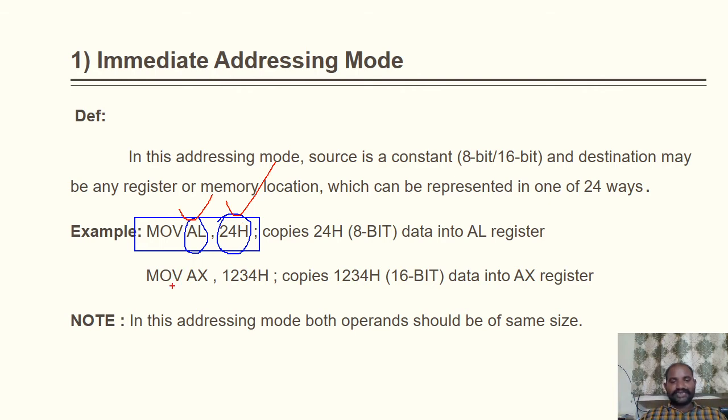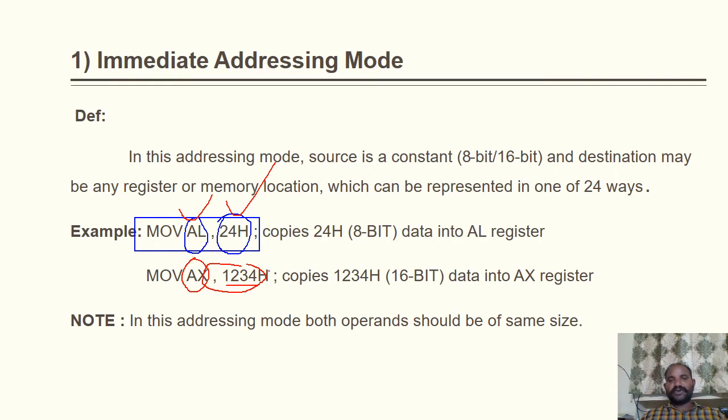In the second example, I took the 16-bit accumulator. Obviously I'm having a 16-bit number because I have a 4-digit hexadecimal number. To represent each digit we require 4 bits, as we have seen in the last class. So there are 4 hexadecimal digits, and obviously it is a 16-bit number. This 16-bit number is copied into the 16-bit register, which is AX.